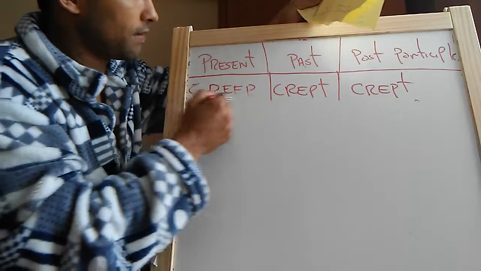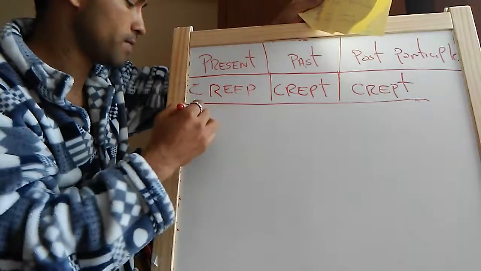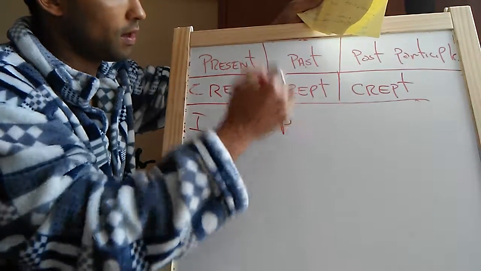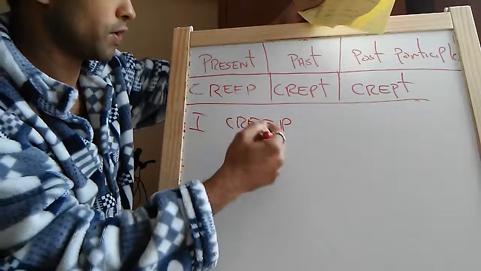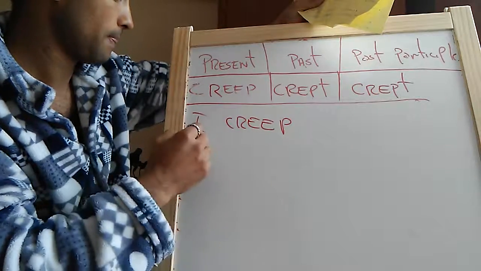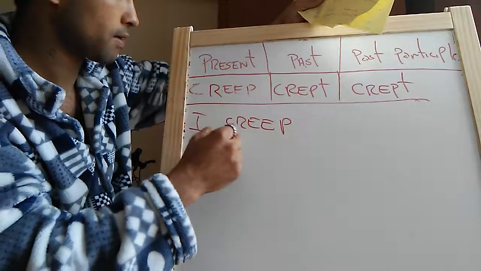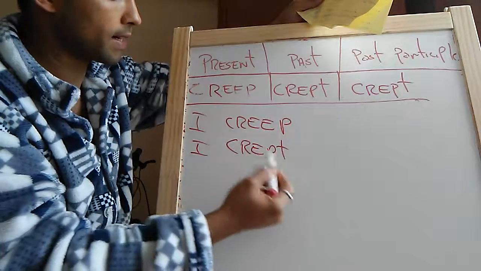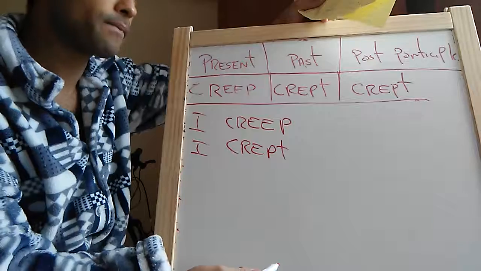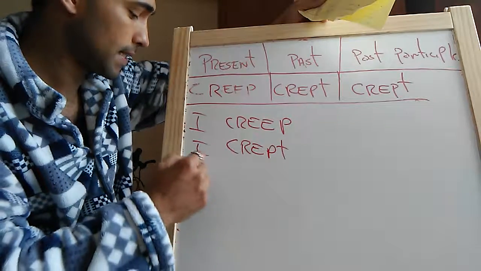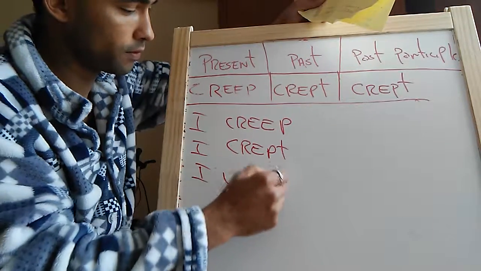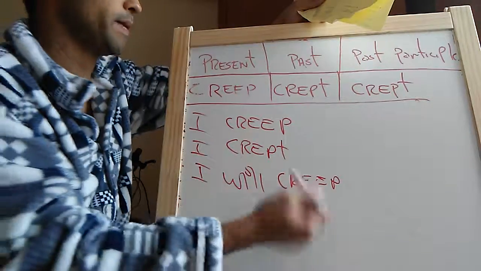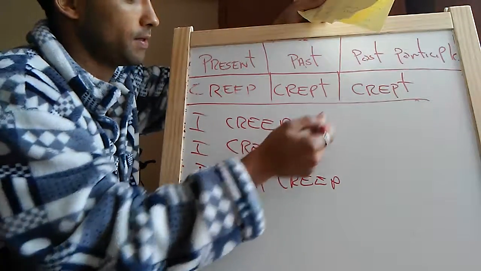Ya sabéis que aquí significa en inglés, pues arrastrarse. Yo me arrastro. I creep. En pasado es I crept. I crept. En futuro, pues sería I will creep. Yo me arrastraré donde sea, ¿no?